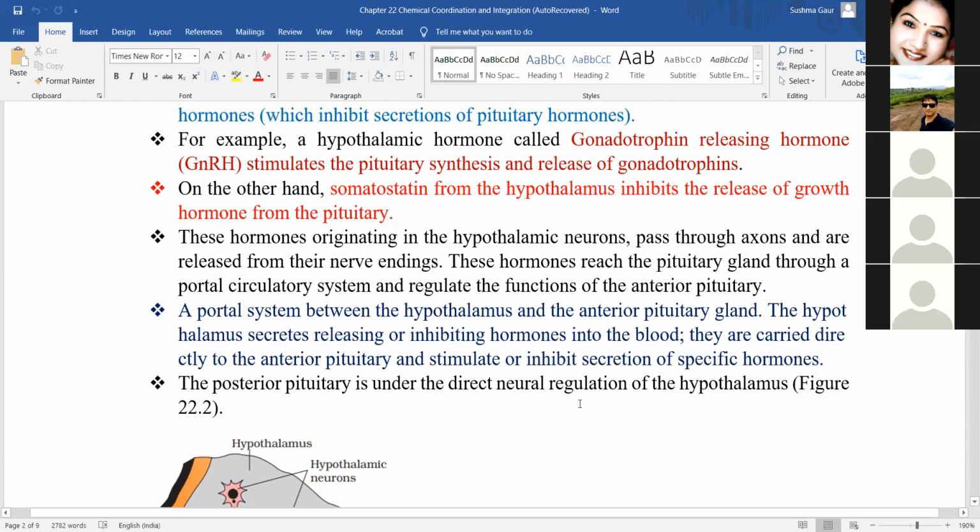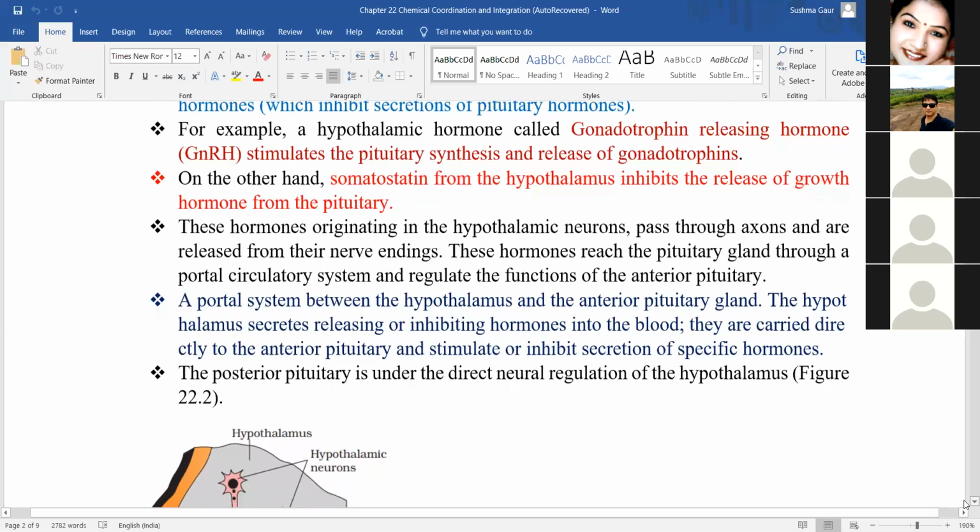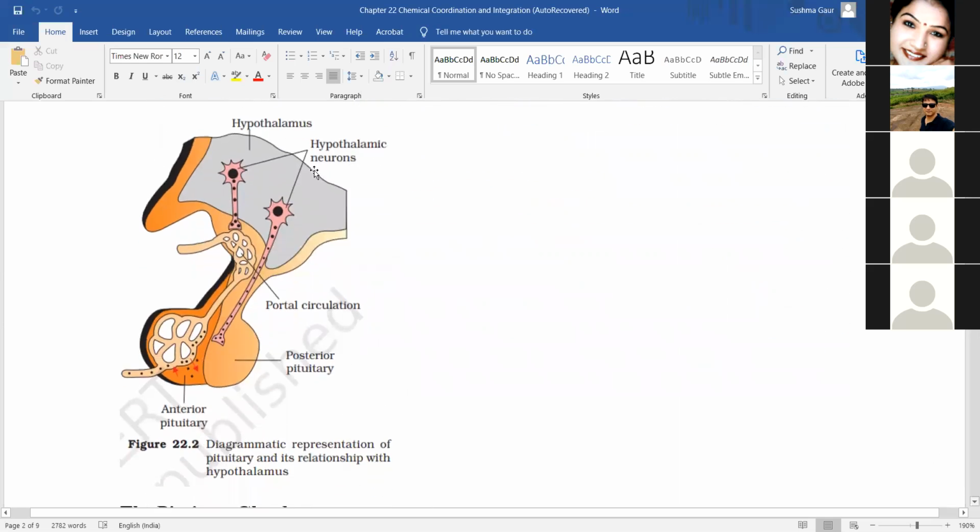Yes, ma'am. Okay. So what is the portal system? A portal system is present between the hypothalamus and the anterior pituitary gland. Its main function is that the hypothalamus secretes releasing or inhibiting hormones into the blood, because these are ductless, they are carried directly to the anterior pituitary and stimulate or inhibit the secretion of specific hormones with the help of this portal circulatory system. Okay? It's very easy.